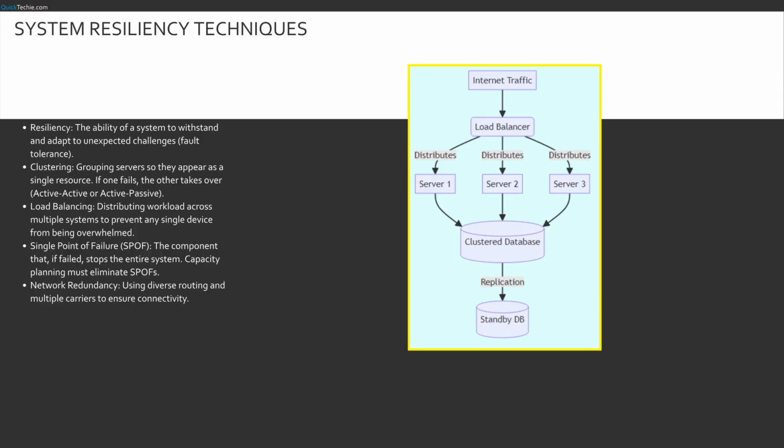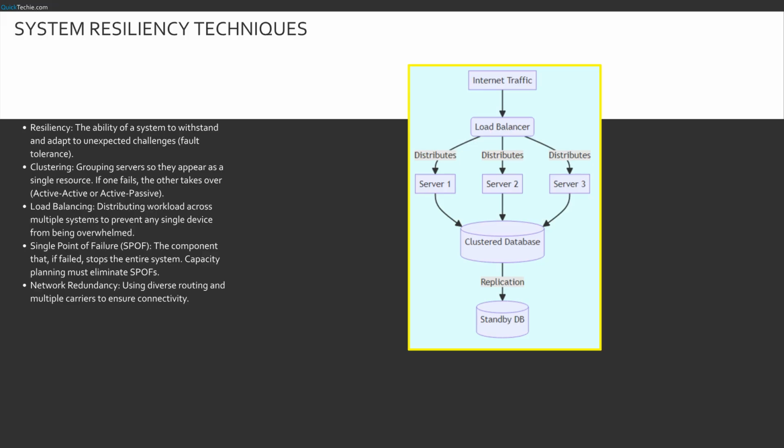The enemy of availability is the single point of failure, or SPOF. If you have two servers but only one network cable, that cable is a SPOF. As auditors, we look for redundancy at every layer: power, network, and storage. This flow shows a resilient architecture.